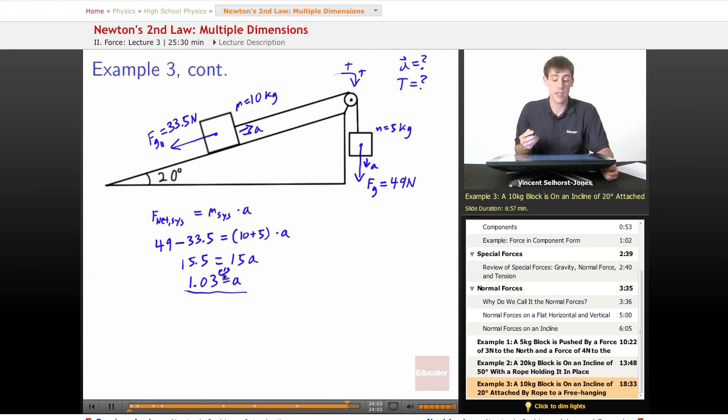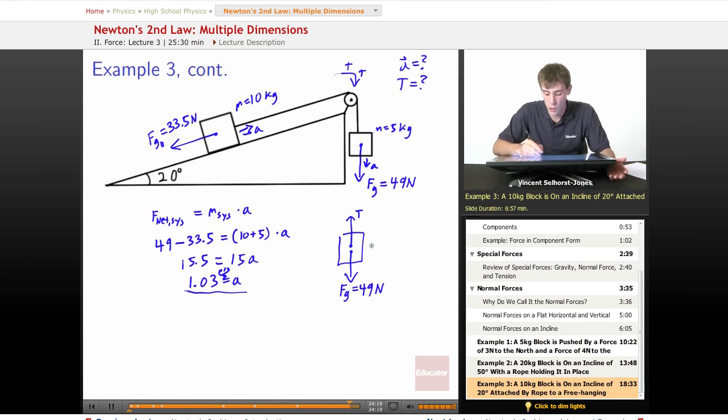Now, what's the tension got to be? For this, we'll look at just a free body diagram. So let's consider the smaller one. It has some tension, T, and it has some force of gravity pulling down. We know what the force of gravity already is. It's 49 newtons. What's that tension? We don't know that, but we do know that it has an acceleration equal to 1.03, and we know its mass is equal to 5 kilograms. So we put all of these things together, and we're finally able to figure out what it is.